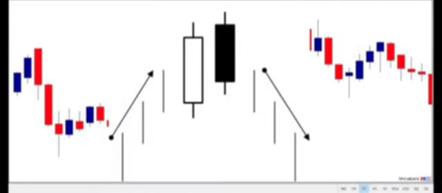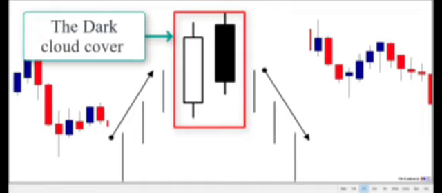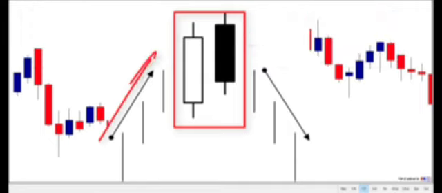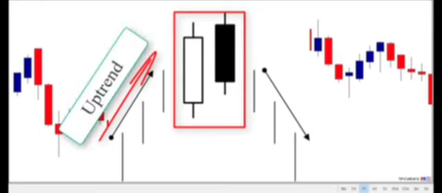Now let's move to the opposite version of the piercing pattern, which is the dark cloud cover. The dark cloud cover is a two-candle pattern occurring at market tops only, so it's a bearish reversal pattern. The price action leading up to a dark cloud cover must be an uptrend. The pattern doesn't work in a sideways trend or a downtrend. Price must be trending upwards.